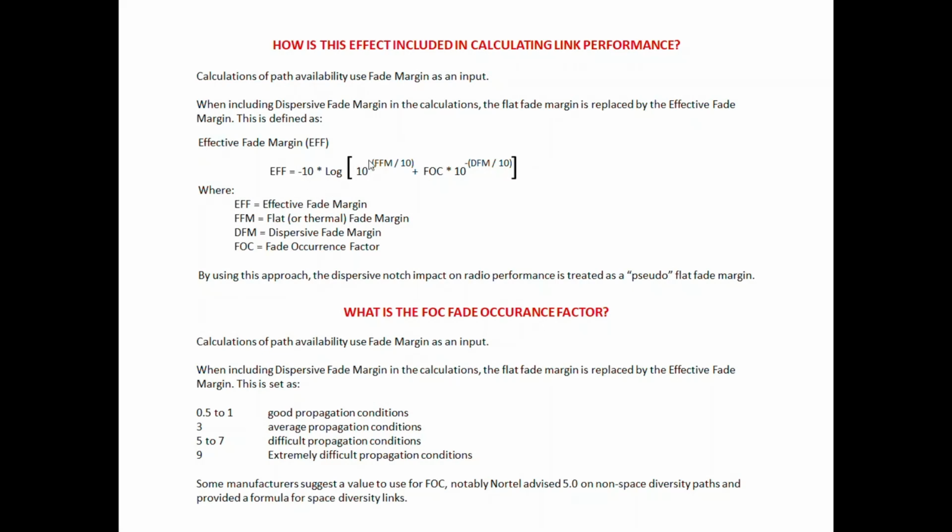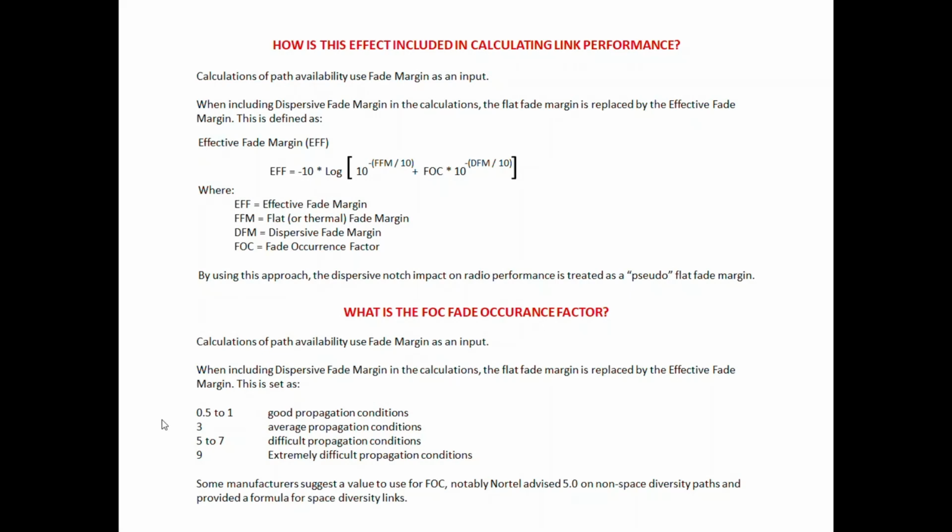You'll notice the negative signs are important, but also this FOC, which is a fade occurrence factor. When the formulas were being developed, the people who developed them looked at a lot of different paths and different conditions, and realized, of course, that the effect of dispersive fading is very different from the effect of fade margin. So they put in what I essentially call a fudge factor, this fade occurrence factor. And at the bottom of my chart here, I give you typical values that are recommended to use for that factor when you're doing this calculation.